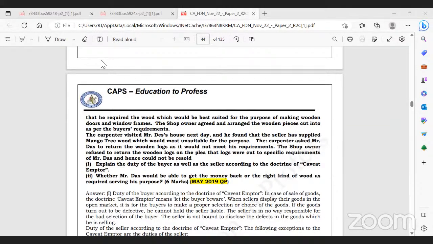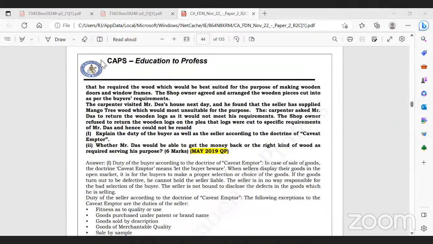The carpenter visited Mr. Das's house the next day and found that the seller had supplied mango tree wood, which would be most unsuitable for the purpose. The carpenter asked Mr. Das to return the wooden logs as they would not meet his requirements. The shop owner refused to take back the wooden logs on the plea that the logs were cut to the specific requirements of Mr. Das and hence could not be resold. Explain the duty of the buyer as well as the seller. According to the doctrine of caveat emptor, would Mr. Das be able to get the money back or the right kind of wood as required to serve his purpose?